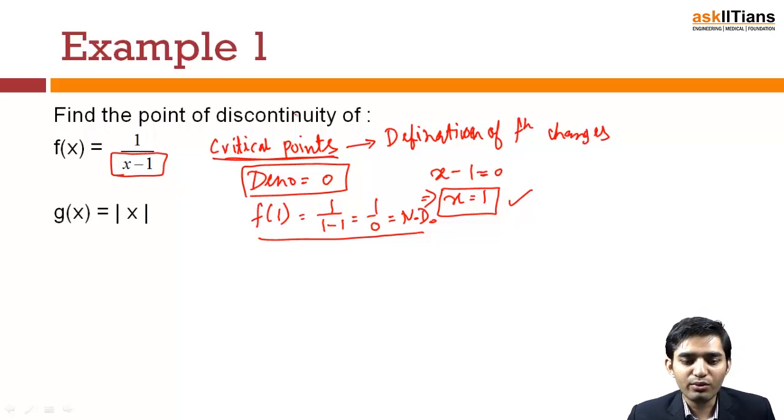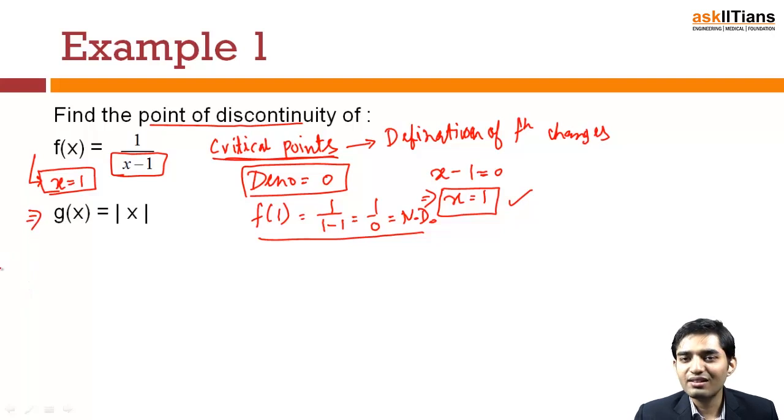So find out the points of discontinuity. What is the point of discontinuity for this f(x)? x equal to 1. So this function will be discontinuous at x equal to 1. This is the point of discontinuity. Now let us check for g(x) equal to mod of x.